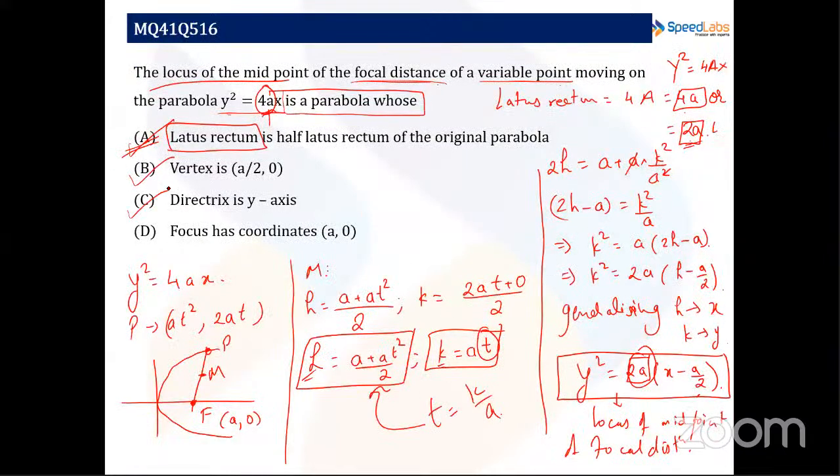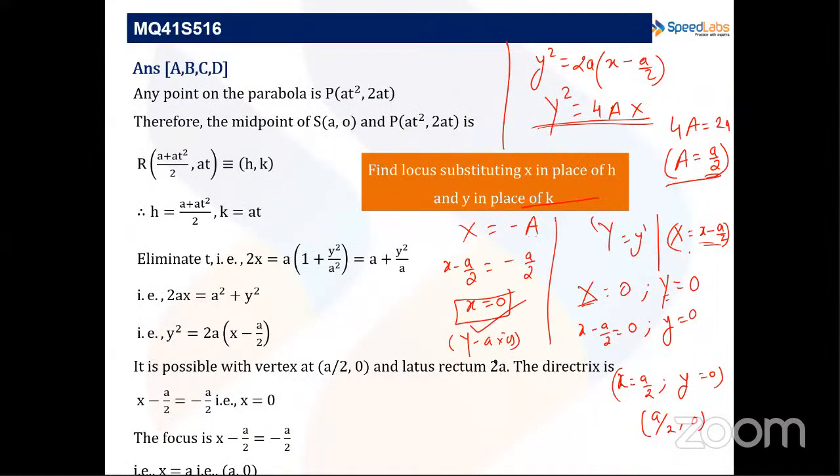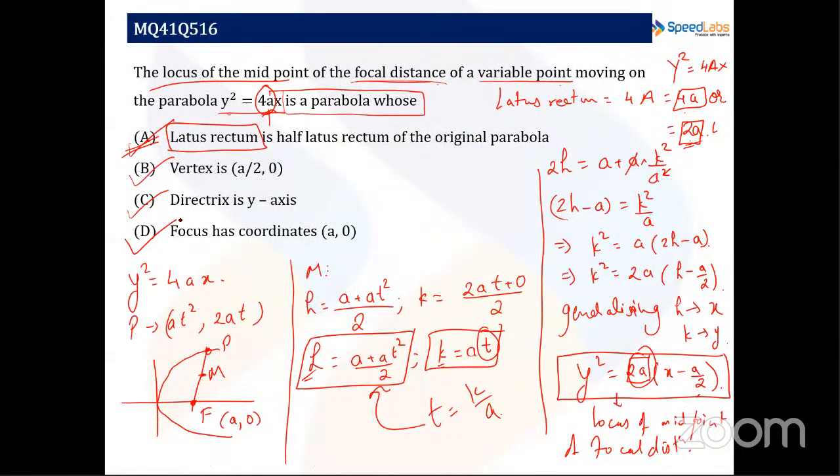Now moving to the fourth option, focus. For focus, we have X equals to A. So x minus a by 2 equals to a by 2. So you will be having x equals to a by 2 plus a by 2, that is a. So our focus has coordinates (a, 0).